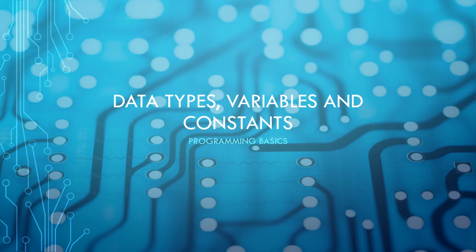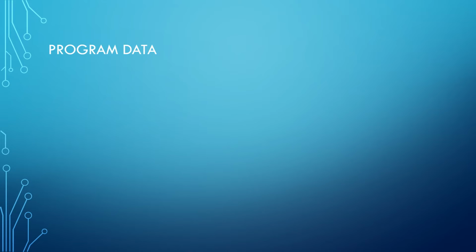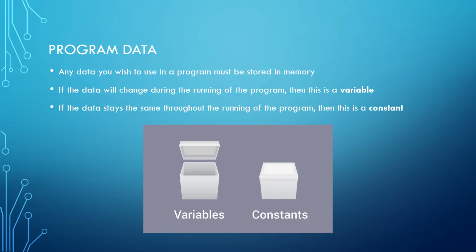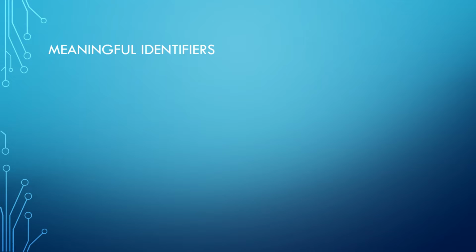Today's video will focus on data types, variables and constants. Any data you wish to make use of in a program must be stored in memory. If the data that you're storing might change during the running of the program, then this storage location is known as a variable. If the data stays the same throughout the running of the program, then this storage location is known as a constant.